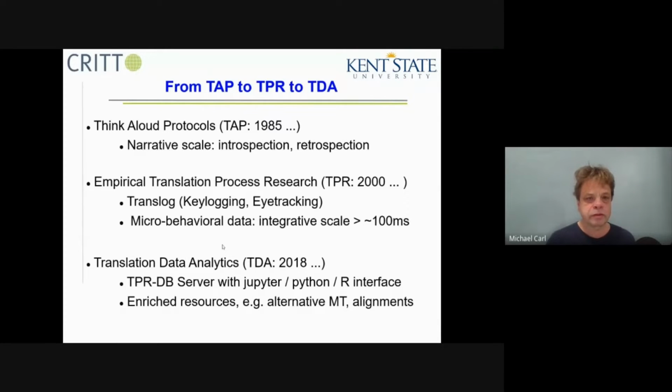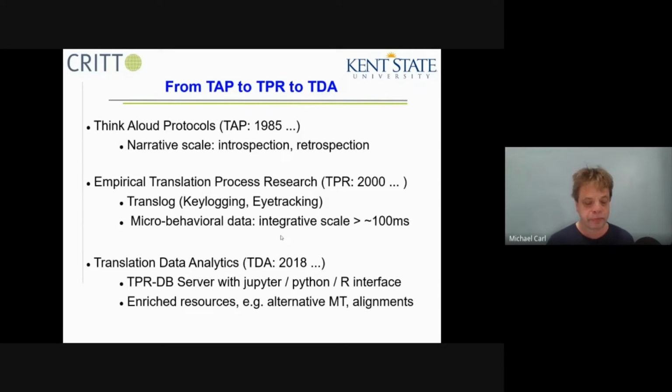Then this empirical translation process research with Translog, with keylogging and eye tracking, started around 95, maybe. In 2005, eye tracking technology became available, and then I joined a project, I2IT, at Copenhagen Business School, where we used this eye tracking technology, and a large number of studies were collected. So different researchers conducted research and stored these data on their local drives or somewhere locally.